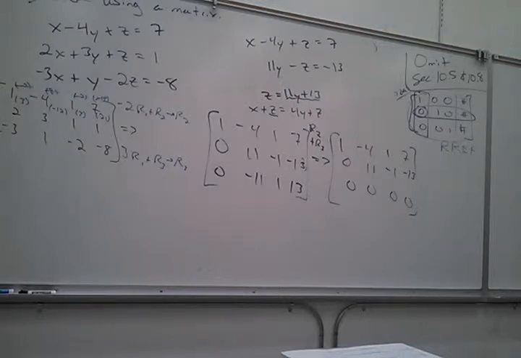x plus 11y plus 13 equals 4y plus 7. So I get x equals negative 7y minus 6. I have z is 11y plus 13, and I have y is y. So I can say y is t, x is negative 7t minus 6, and z is 11t plus 13, and that would be my answer.